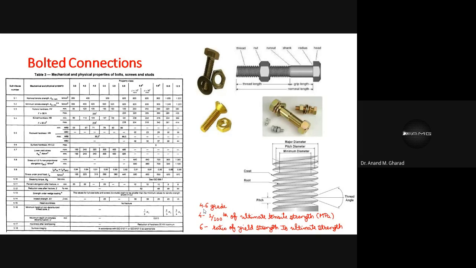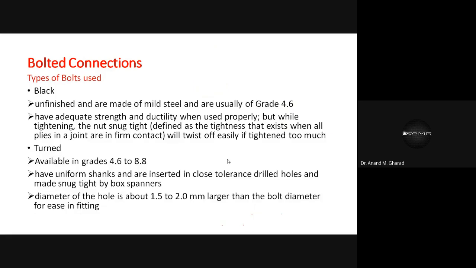Because we will be making use of these values of yield strength and the ultimate strength in our numericals. So that's why these physical properties are to be understood. Okay? Is this okay? Yes, good. Fine.